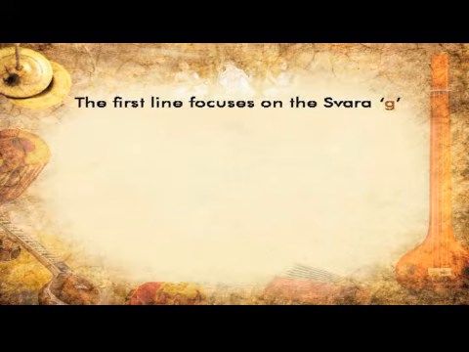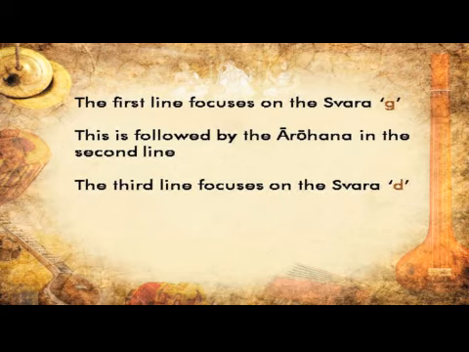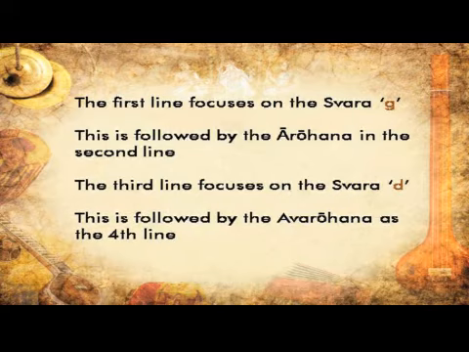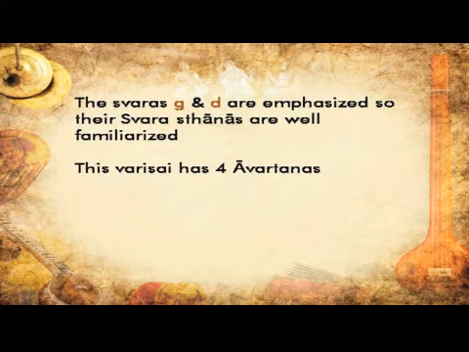In the third varisai, the first line focuses on the swara ga, the third swara in the ascent. This is followed by the arohana in the second line. The third line focuses on the swara dha, the third swara of the descent, and this is followed by the avarohana as the fourth line. While singing this varisai, the swaras ga and dha are emphasized, so their swarasthanas are well familiarized. This varisai has four avartanas.